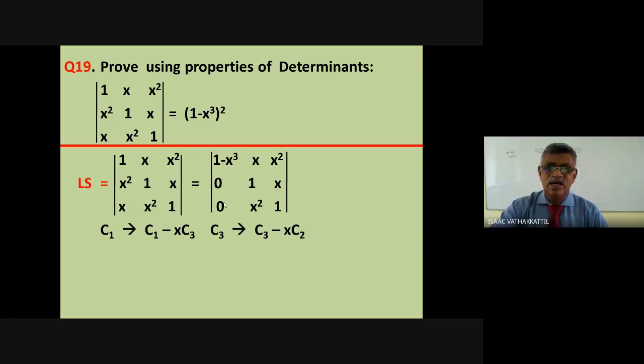What will you get? Column 1 and column 2 as they are. Column 3 will be: x squared is already here, x squared minus x squared is 0. Further x minus x again 0. And further 1 minus x cube. This is C3 changes to C3 minus x into C2.